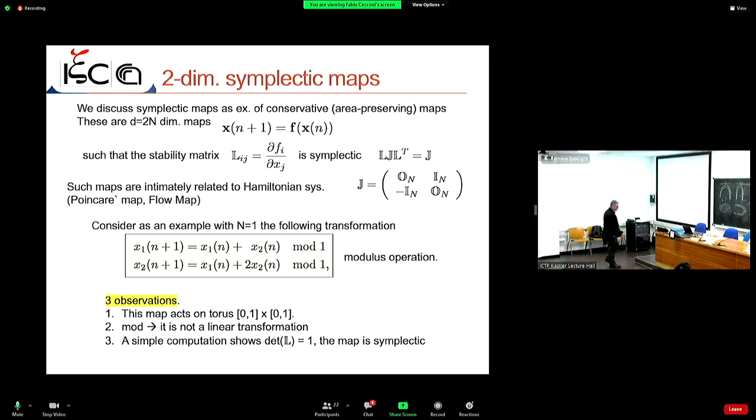Okay, the modulus is a function that says that if you have a number x that is in [0,1), it remains x. Otherwise, if x is outside, you have to make this transformation: x becomes x minus the integer part of x. And this is okay.